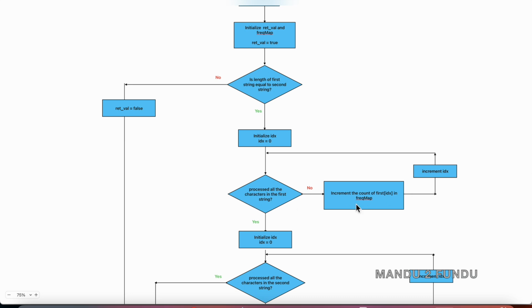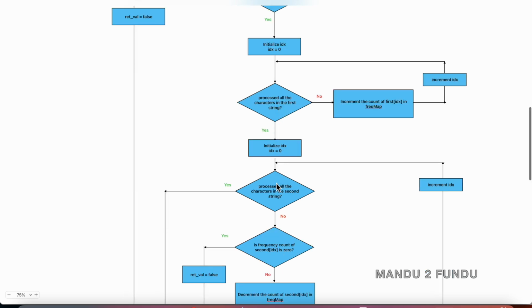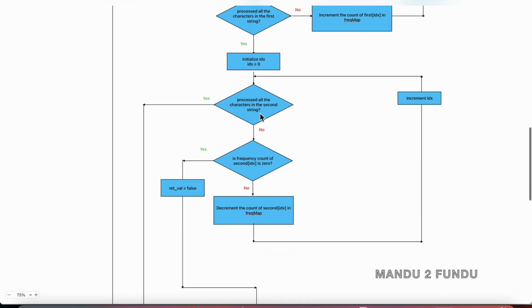At the end of this loop, the frequency map data structure contains each unique character in the first input string and the corresponding number of occurrences of those letters. After that, we go over the characters in the second input string. For each character we see in the second, we check whether the frequency count of that character in the freq map data structure is 0. That means we are seeing more of the second of idx character than the number present in the first string.